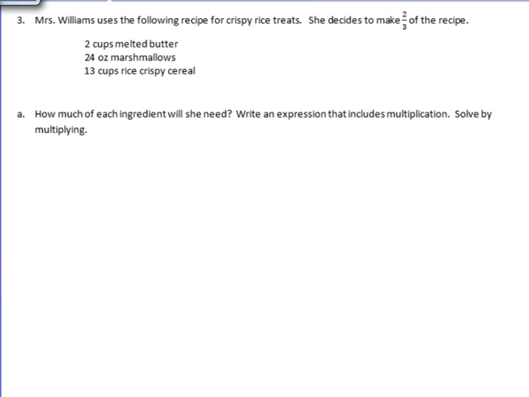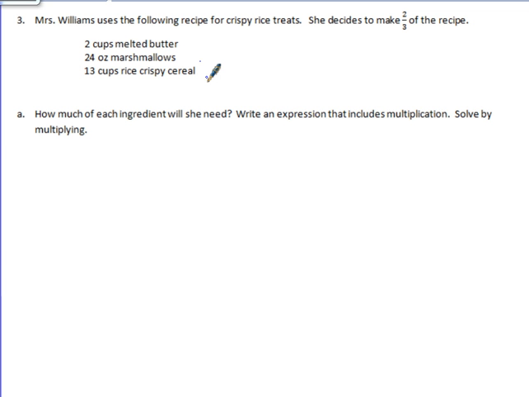Okay, here's the request to retest. Module 4, Quiz 1. This is topics A through C, question number 3. Mrs. William uses the following recipe for crispy rice treats. She decides to make 2/3 of the recipe. The recipe is here below: 2 cups of melted butter, 24 ounces of marshmallows, and 13 cups of crispy rice cereal. How much of each ingredient will she need? Write an expression that includes multiplication.